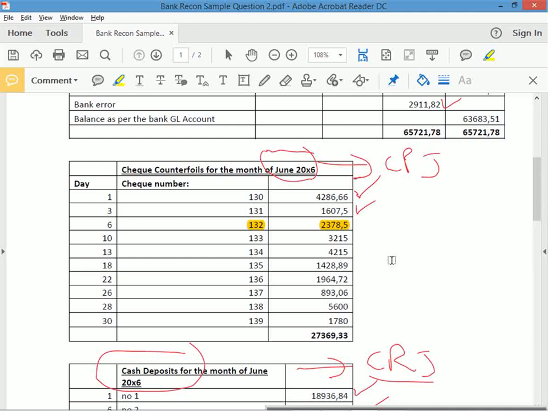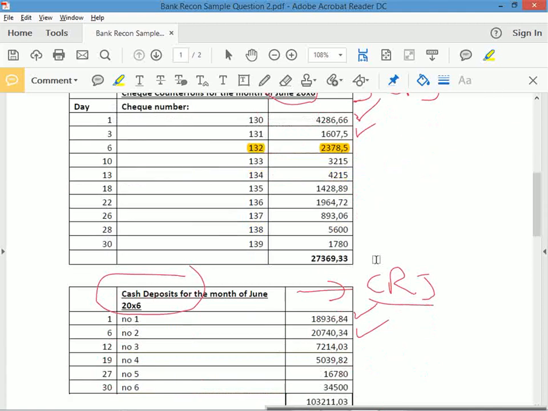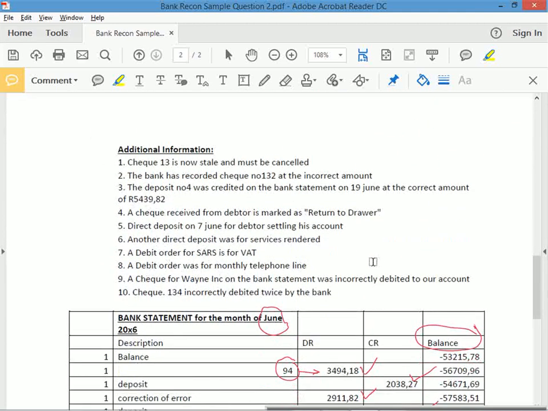Right, so what must I do? I need to look for this information. I need to investigate. Okay, so let's investigate. Let's look at this information. Is there anything here that helps us with that? Yes, it does. There we go. Point number 2 says, the bank has recorded check 132 at the incorrect amount.